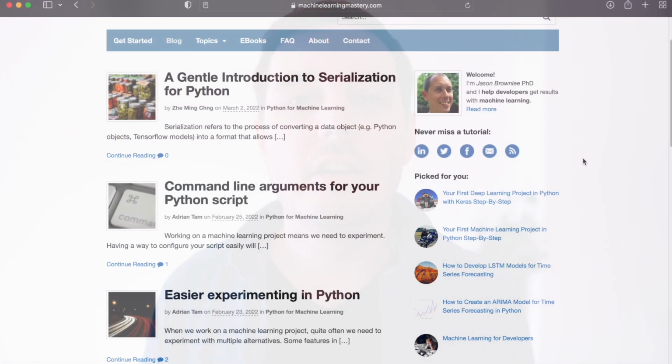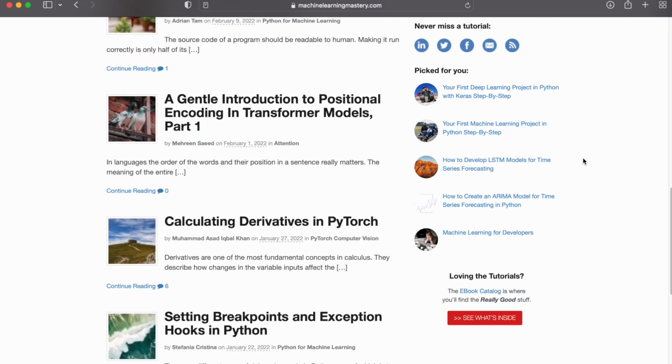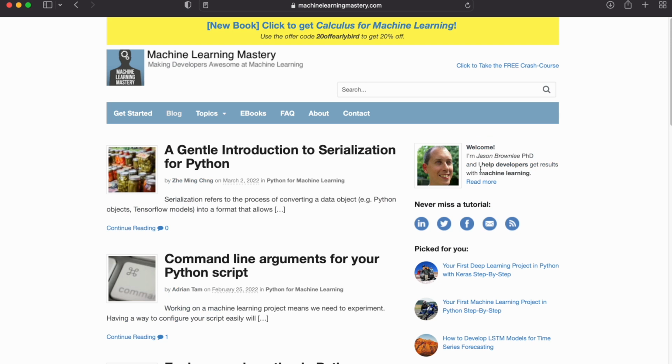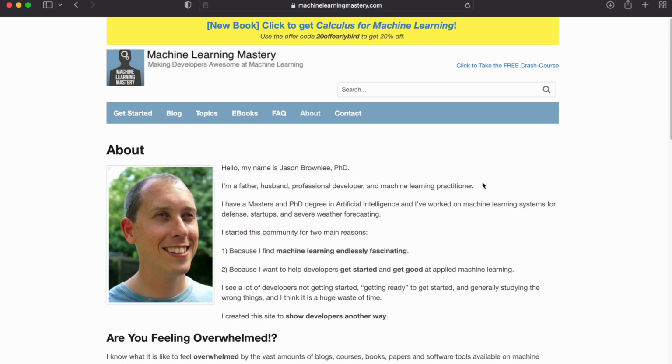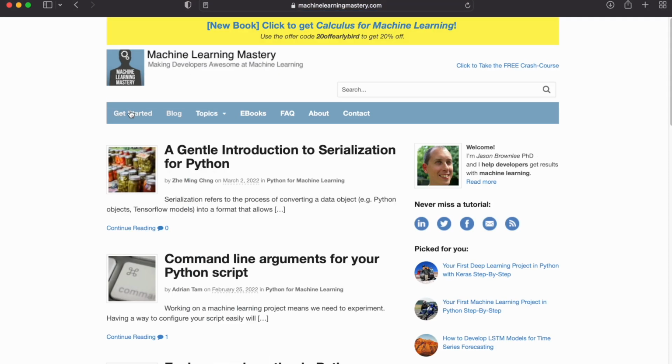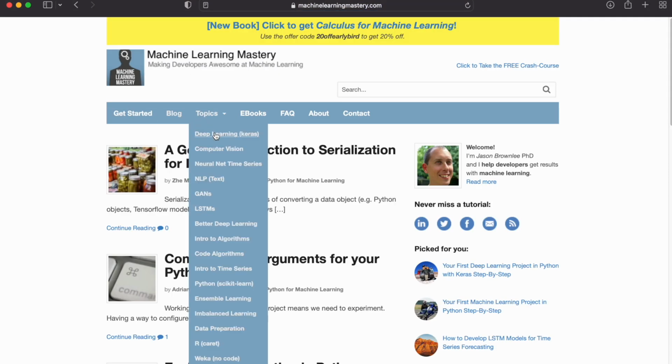Machine Learning Mastery is less suited to read about the latest academic research, but it offers a lot of practical hands-on tutorials aimed at developers. It was founded by Jason Brownlee, who holds a PhD in artificial intelligence, but blog posts are also written by many guest authors. The topics include machine learning, deep learning, computer vision, time series, NLP, LSTMs, algorithms, Python, imbalanced learning, data preparation, and much more.